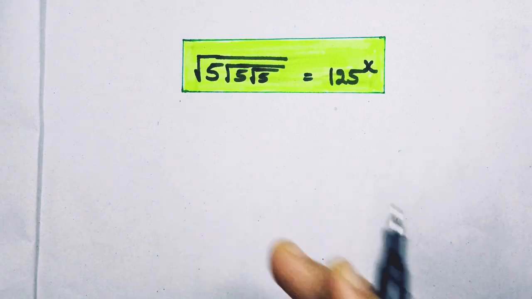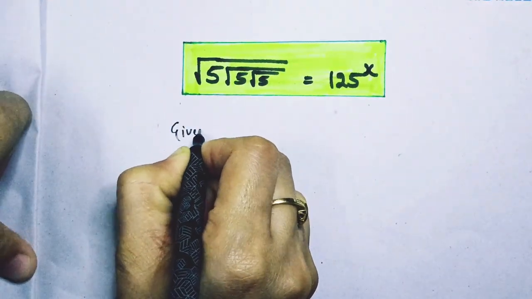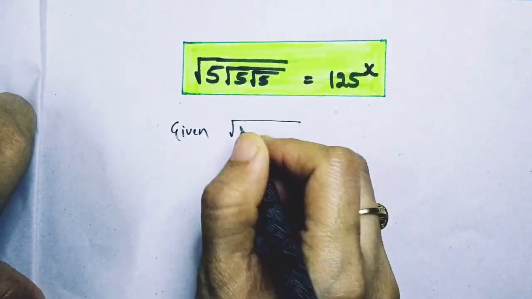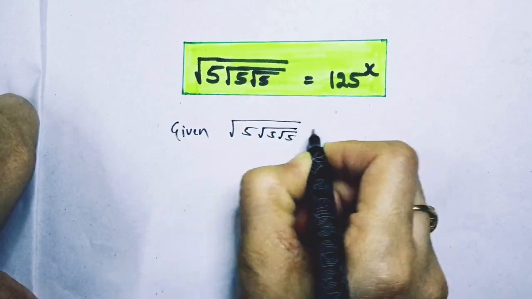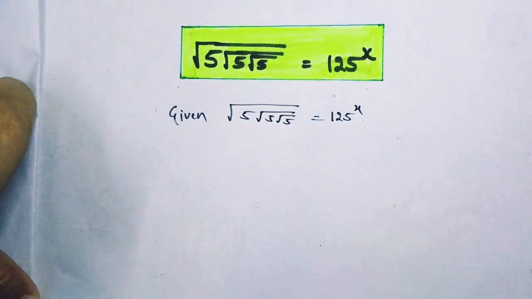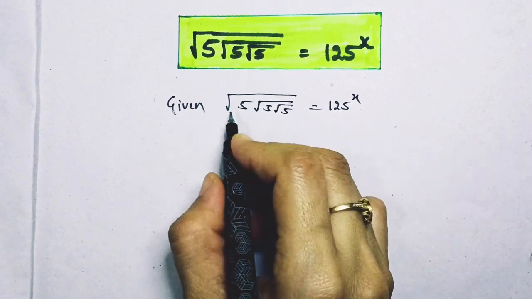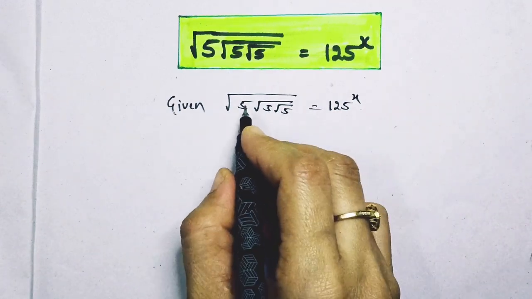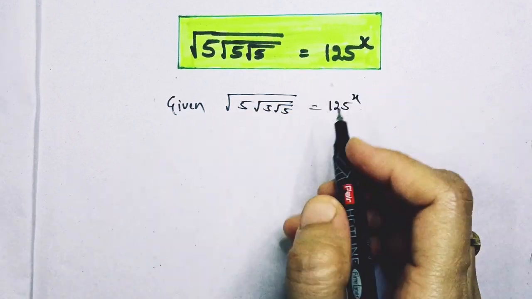Okay, so let's start. What is given? First we'll write what is given. Given is square root of 5 to the square root of 5, to the square root of 5, equal to 125 to the power x. Okay, so now what I'm going to do here: the square root is already given, that's why I'm taking square on both sides.